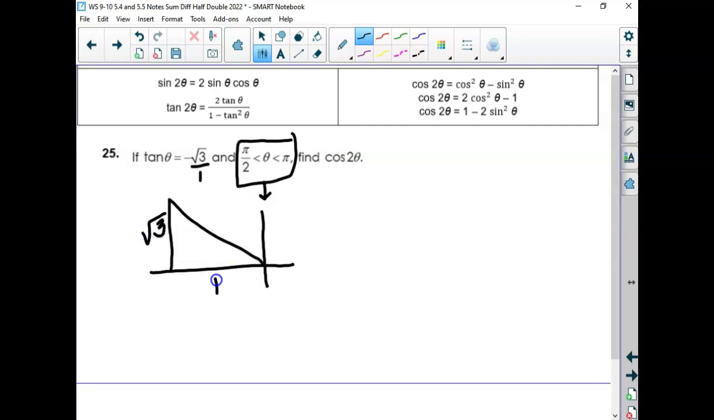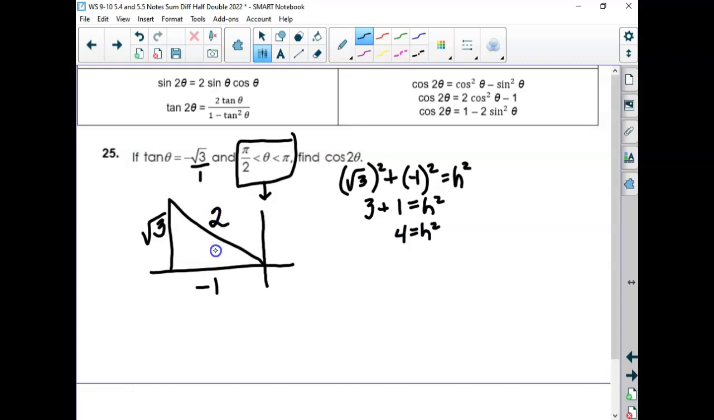Little bit tricky. Opposite over adjacent, square root of 3 over 1. Which one of those is negative, though? The 1, because it's going left. Everybody good? We're going up here, so we have to be careful there. Okay, if we do Pythagorean theorem, square root of 3 squared plus negative 1 squared equals hypotenuse squared. This squared would be 3, this squared would be 1. So 4 is hypotenuse squared, which makes the hypotenuse square root of 4, or 2.